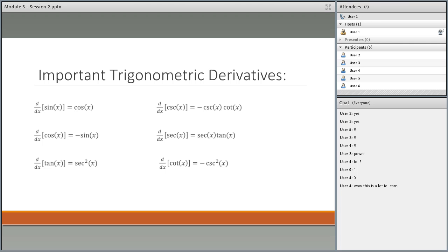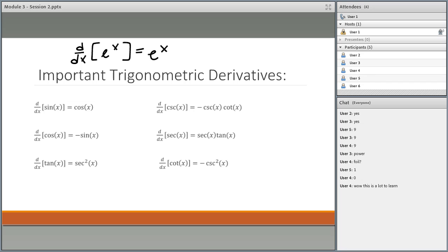Okay, trigonometric derivatives. Just like e to the x, this isn't a trig function, but the derivative of e to the x is e to the x. It has a derivative. So do our trigonometric functions. The derivative of sine x is cosine x, and the derivative of cosine is negative sine.